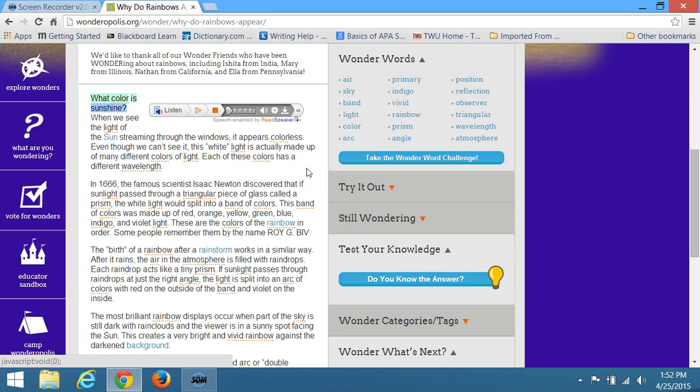However, once the reader has read it, you can no longer hover and get a definition. It will highlight the word in a different color, but it will not give you the definition anymore. So if I still wanted to know the definition of light, now I would have to go over to the Wonder Words to see that definition.